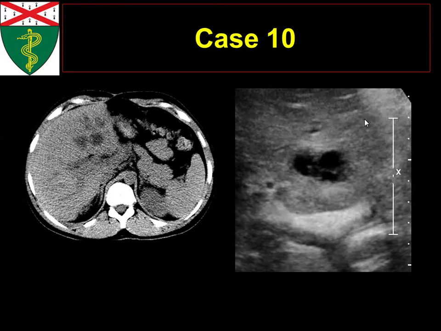All right, what about this case? This case kind of puts a few concepts together. What's going on over here? It's a CAT scan, and that's an ultrasound of the same thing. So what do you see in the left hepatic lobe? Multiple hypodense masses. Yeah, it looks like multiple hypodense masses. They look cystic on ultrasound.